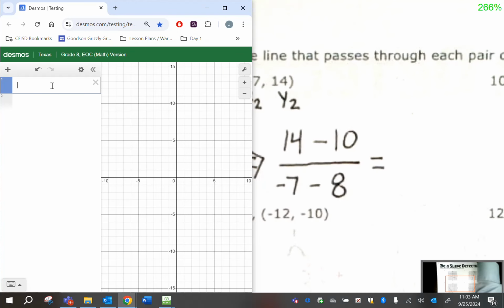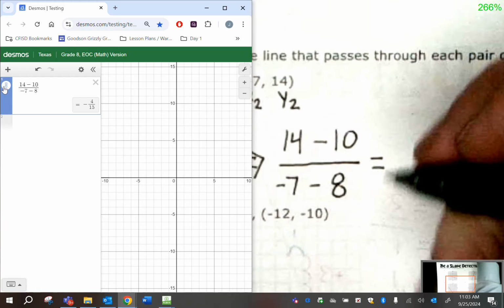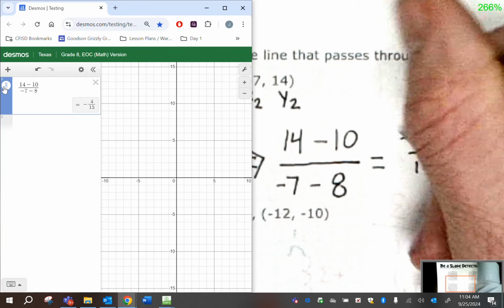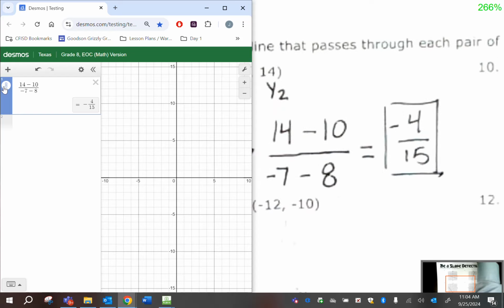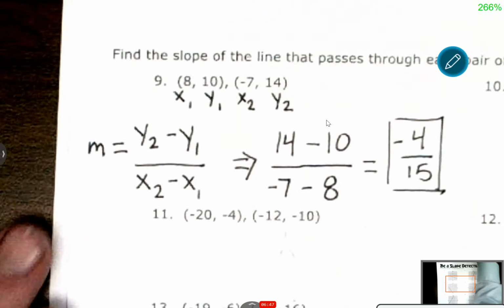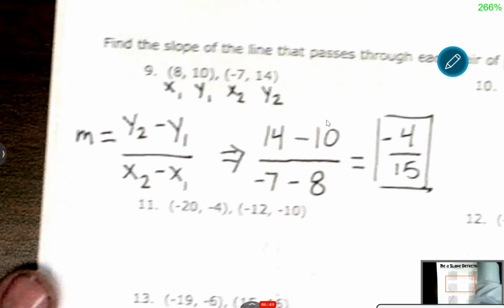Okay, so remember FRAC to make a fraction, 14 minus 10, and negative 7 minus 8. This gives me a long decimal, but just click the fraction button, and my answer is negative 14 over 15. That is one way to do it, just plugging in the numbers until you find your slope. So there's the slope formula method.